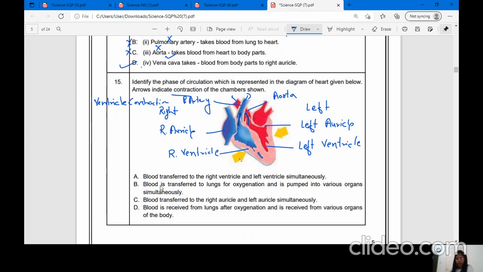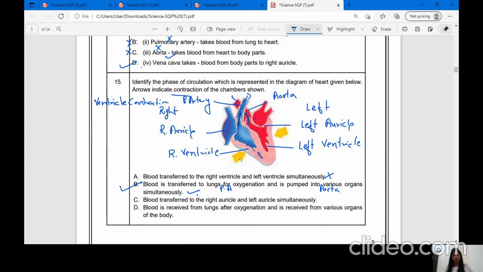So let's come to options now. A, blood transferred to the right ventricle and right ventricle simultaneously. This is not correct because ventricles are contracting, so blood will go out. B, blood is transferred to lungs for oxygenation and is pumped to various organs simultaneously. This is the right answer. So blood is transferred to lungs through pulmonary artery and through aorta it will go to all parts of the body. So option B is the correct option.